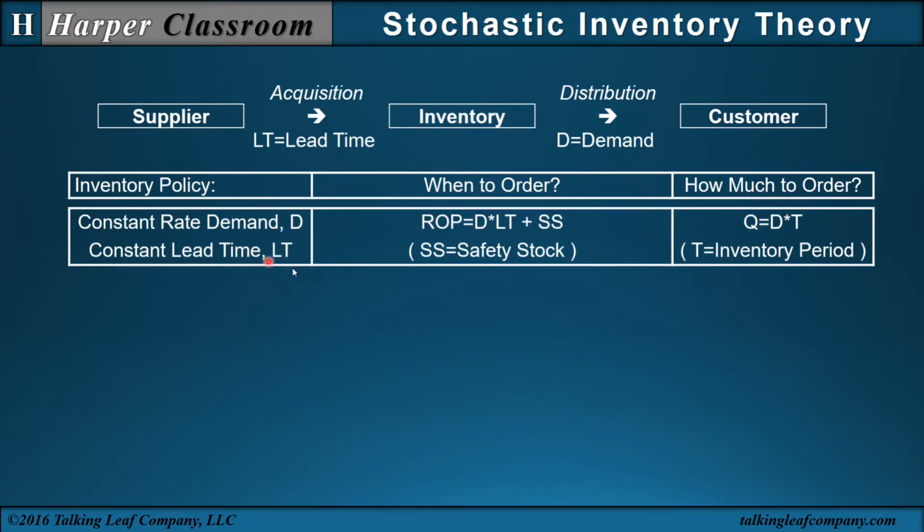When the demand and lead time are constant, the when to order is answered by the reorder point, which is demand times lead time plus safety stock. The order quantity answers the question how much to order, demand times inventory period.